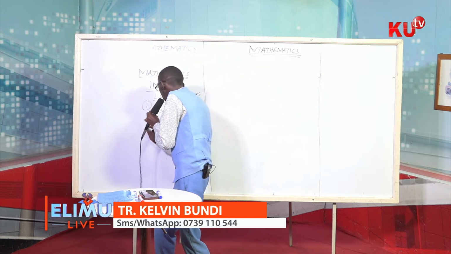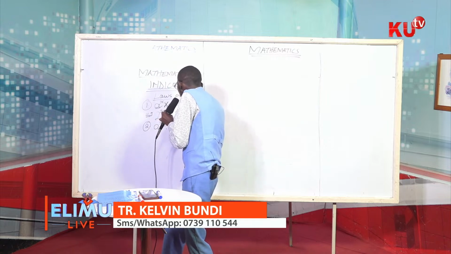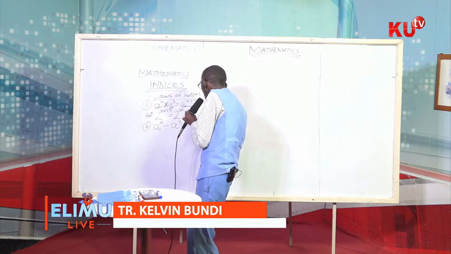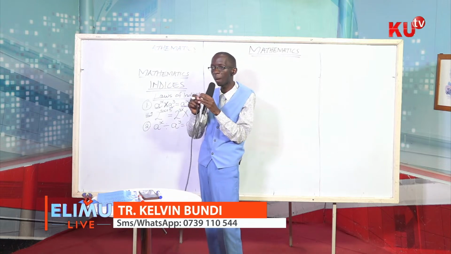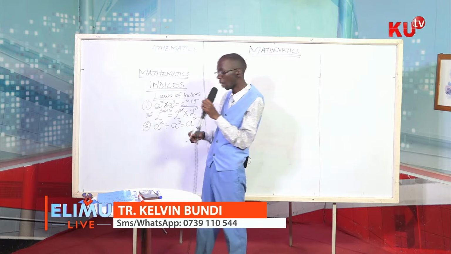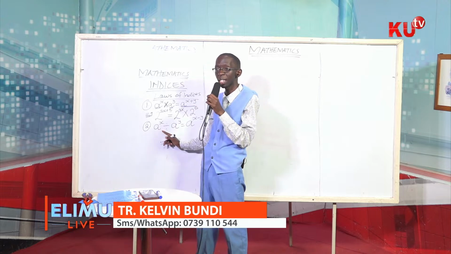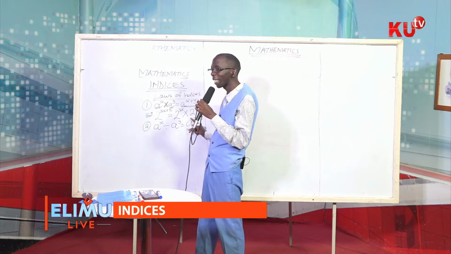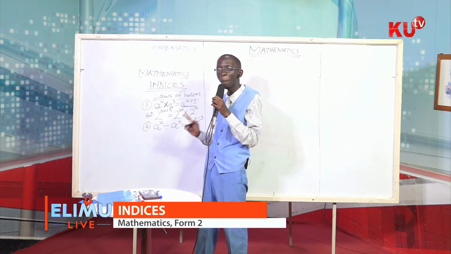Law number 2. If the bases are the same and we have a division sign, we subtract the powers. That is law number 2 of indices.